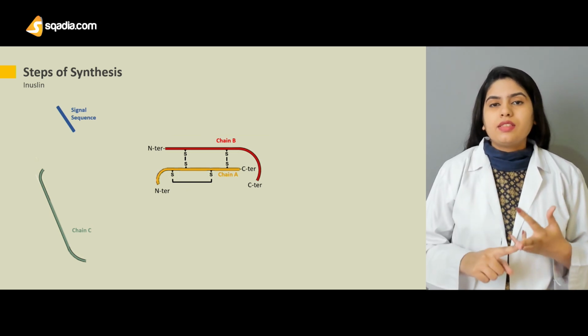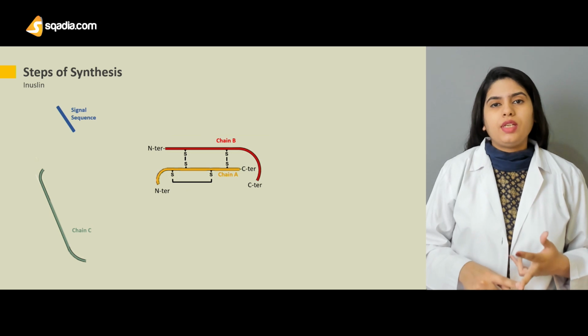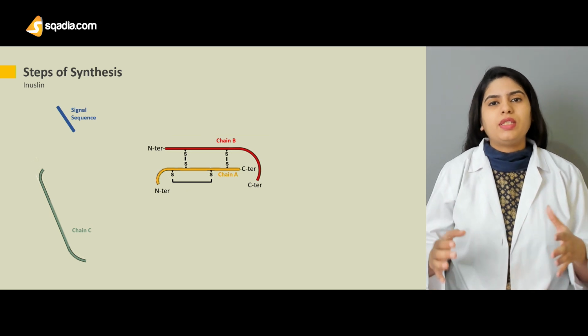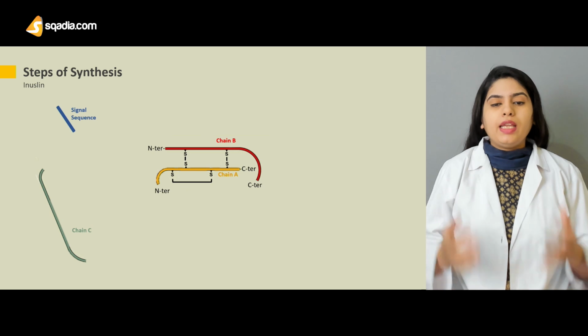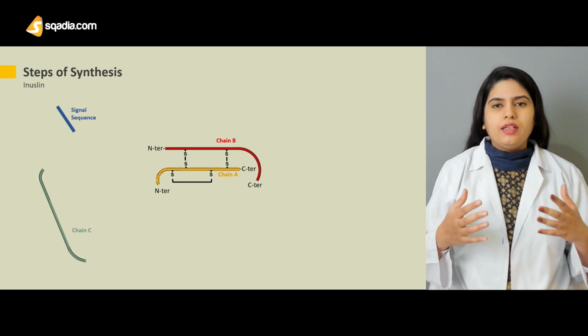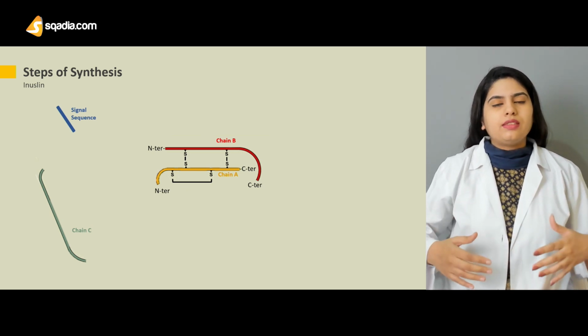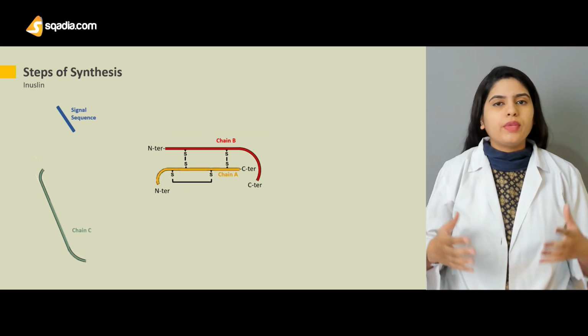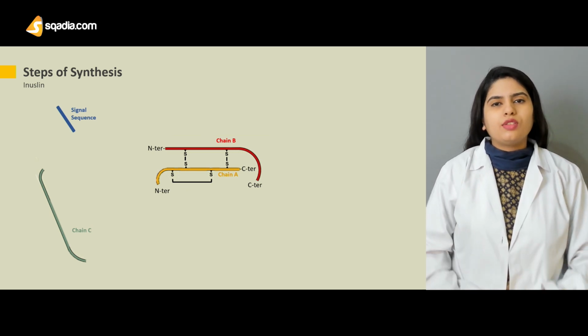And in the third step, that is the formation of mature insulin, the C chain basically separates out from the A chain and the B chain, and the mature insulin is formed that is then secreted into the blood and performs its function. So these are the three steps.